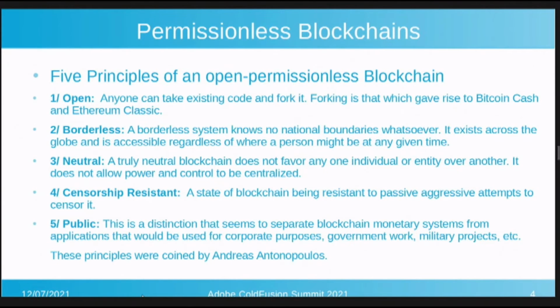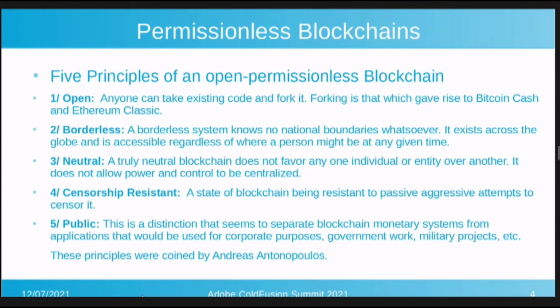Last one. Public. This is a distinction that seems to separate blockchain monetary systems from applications that will be used for corporate purposes, government work, military projects, etc. And these principles were coined by Andreas Antonopoulos, and I really recommend you look his work up. He's written some books and he's got some really great YouTube videos if you're interested in more in-depth information about blockchains. And he does talk about Bitcoin a lot.